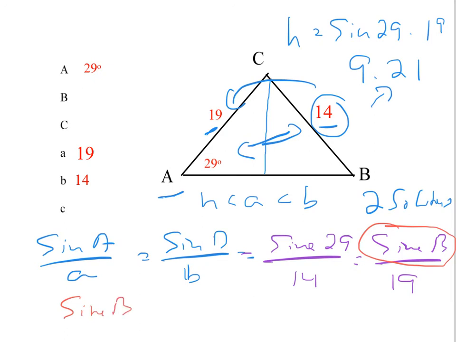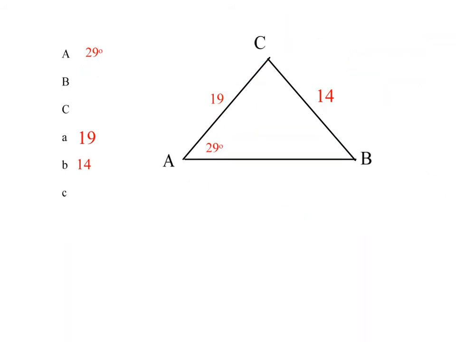We know that sine of B is going to equal 19 times sine 29 divided by 14. Go ahead, whip out your calcs and figure out what that equals. Good, you should have found that sine of B is equal to 0.658. When you do the inverse sine on your calculator, so inverse sine of 0.658, your calculator is going to spit out the answer 41.14. So that is one possible answer for B.